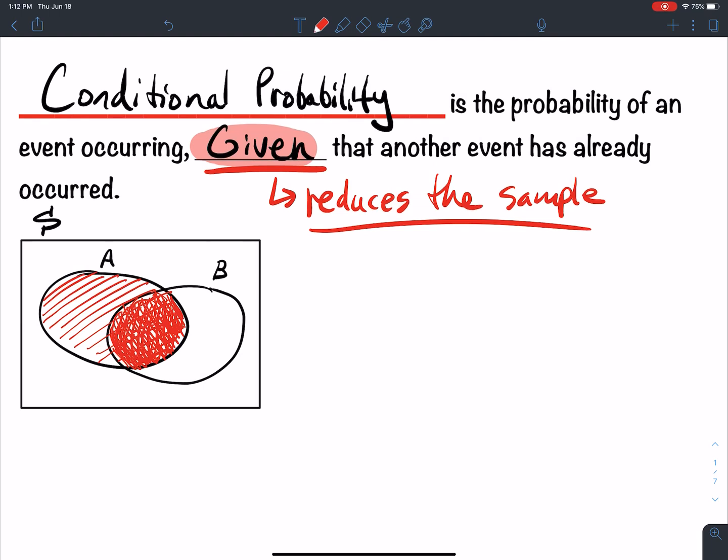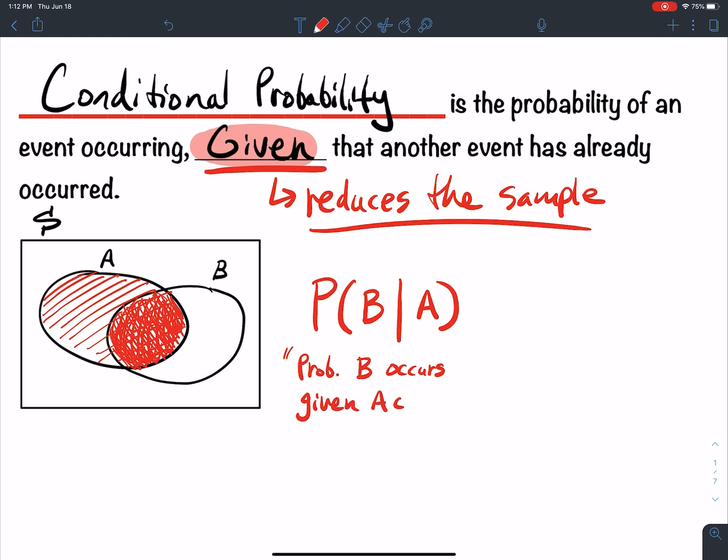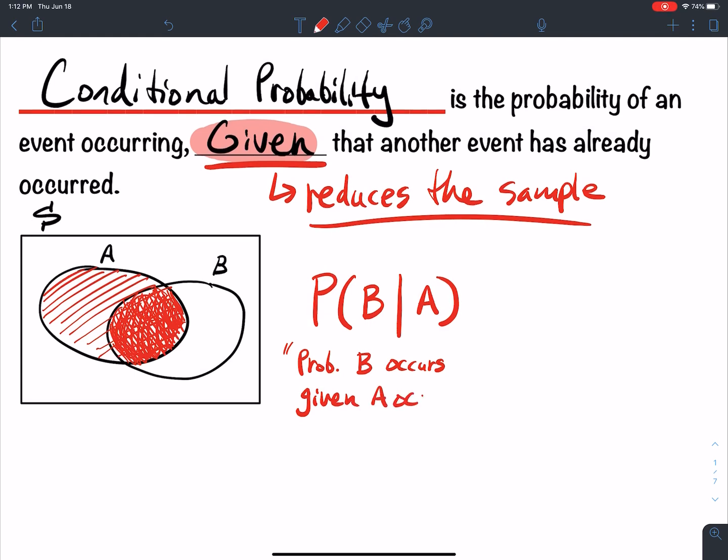So the probability that event B occurs given A happened, okay? So the probability B occurs given A occurred. Okay, that's how we say that. So you might say the probability of B given A. That might be the shorter way. The probability of B given A might be how somebody would read this statement right here.